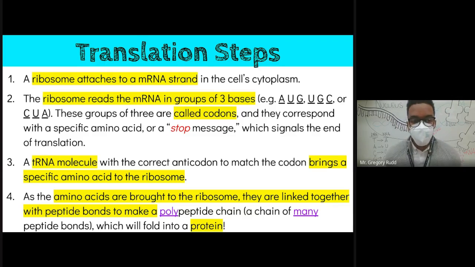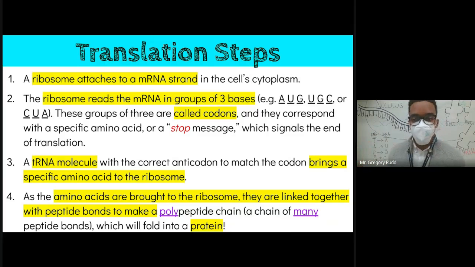Okay, so I just want to read through these steps one more time as folks start to finish up writing. And I want you guys to just soak this information in. It seems like a lot, but as we start to see what it looks like in images and videos, it will make more sense. First up, a ribosome is going to attach to that mRNA strand in the cell's cytoplasm. So keep in mind that the mRNA strand was just made via the first process, transcription. The second step here in this process of translation, the ribosome reads that mRNA in groups of three, and we call those groups of three codons.